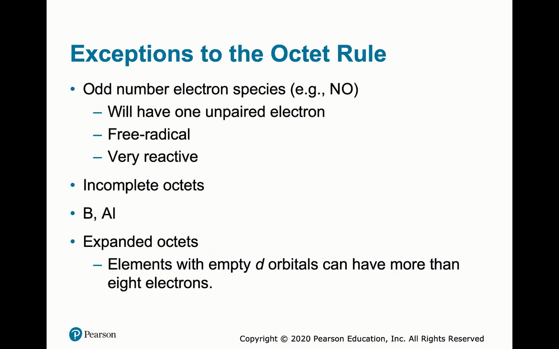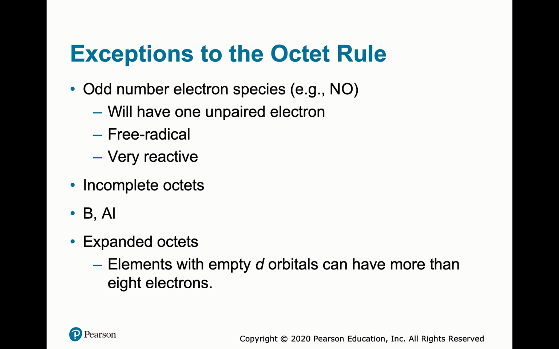So there are some exceptions to the octet rule. One of them is an odd number of electrons. So nitrogen monoxide, for instance. This means it has one unpaired electron. This is also known as a free radical, and these are also very reactive. So free radicals are used often in combustion, so you can stop combustion by removing the free radical chain reactions.